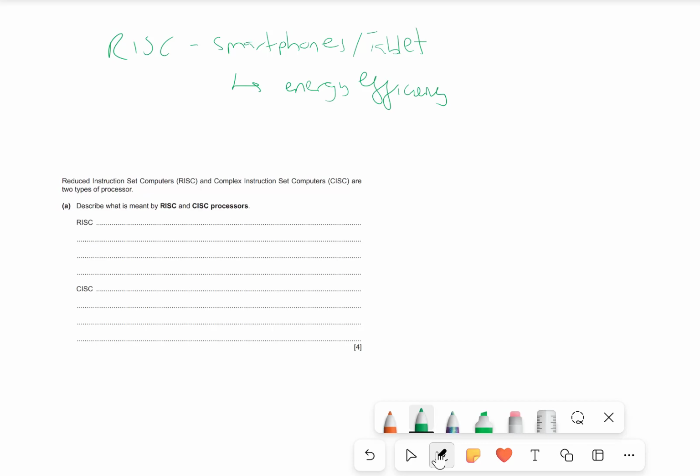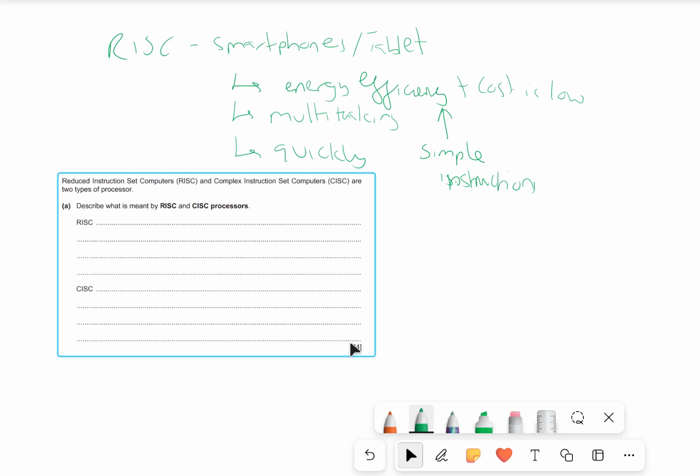Now they also allow us for things like multitasking. It does give us that flexibility. The reason why it's energy efficient is because it uses simple instructions, which means less processing power. Less processing power, less energy being used. So energy efficient and cost is low. Tasks can be done quickly as well. So smartphones, tablets, and any system which you could argue is lightweight in itself and relies on battery life especially.